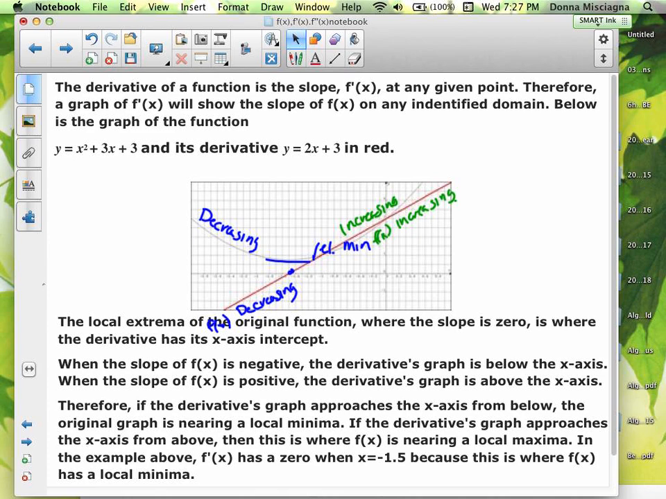Therefore, if the derivative's graph approaches the x-axis from below, the original graph is nearing a local minimum. If the derivative's graph approaches the x-axis from above, then the function is nearing a local maximum. In the example above, the derivative has a 0 when x equals negative 1.5, because this is where our function has a local minimum, because we're going from decreasing to increasing. So that would be a local minimum. Okay?